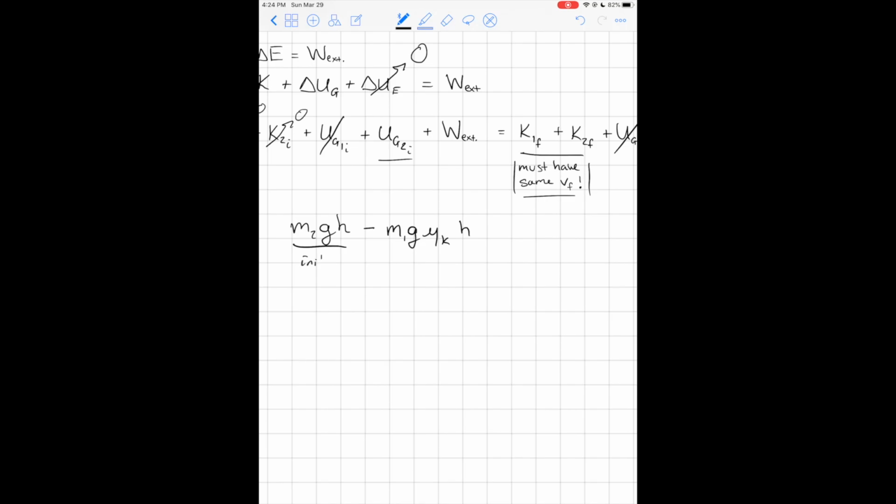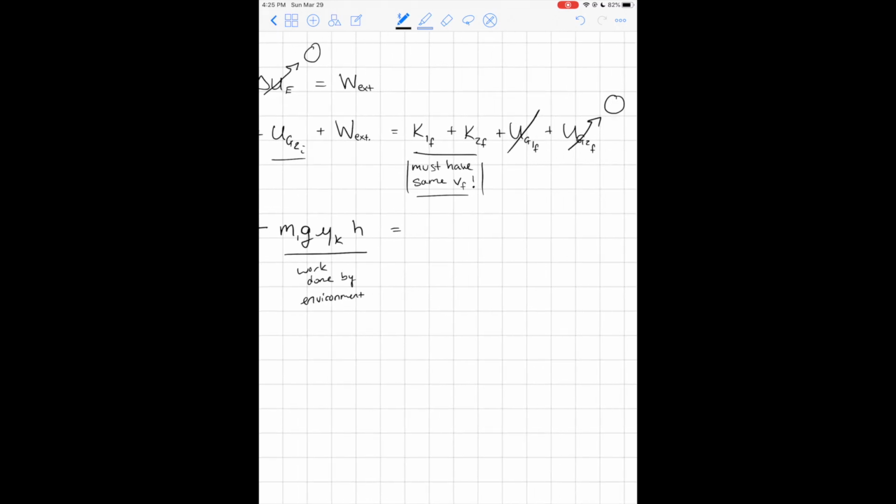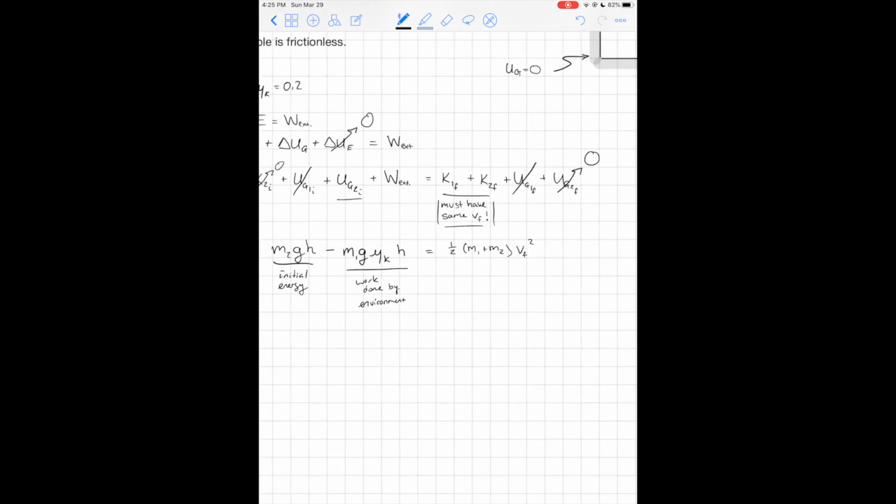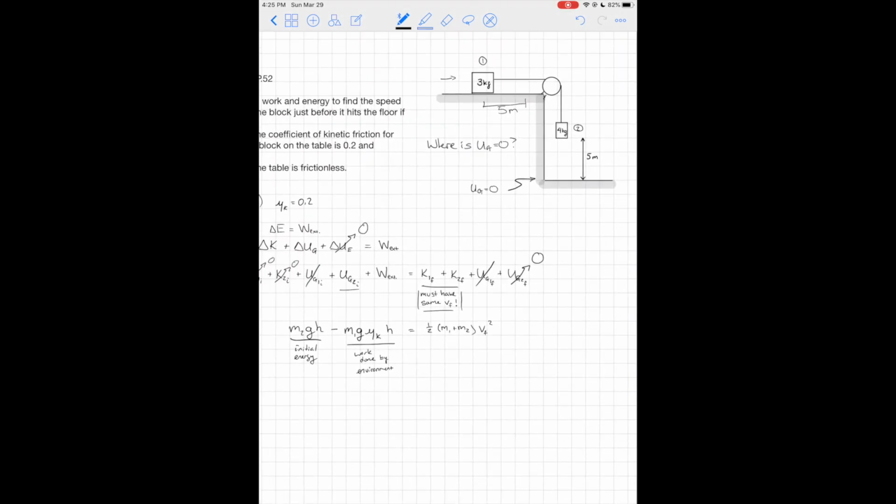This is our initial energy in the system. This is the work done by the environment. And then I'm saying that the whole thing needs to be equal to our kinetic energies at the end, where I have 1/2 (m1 plus m2) times Vf squared. And I said that they need to have the same Vf for this rope not to break, for the system to be complete. And so this is my final energy in the system.